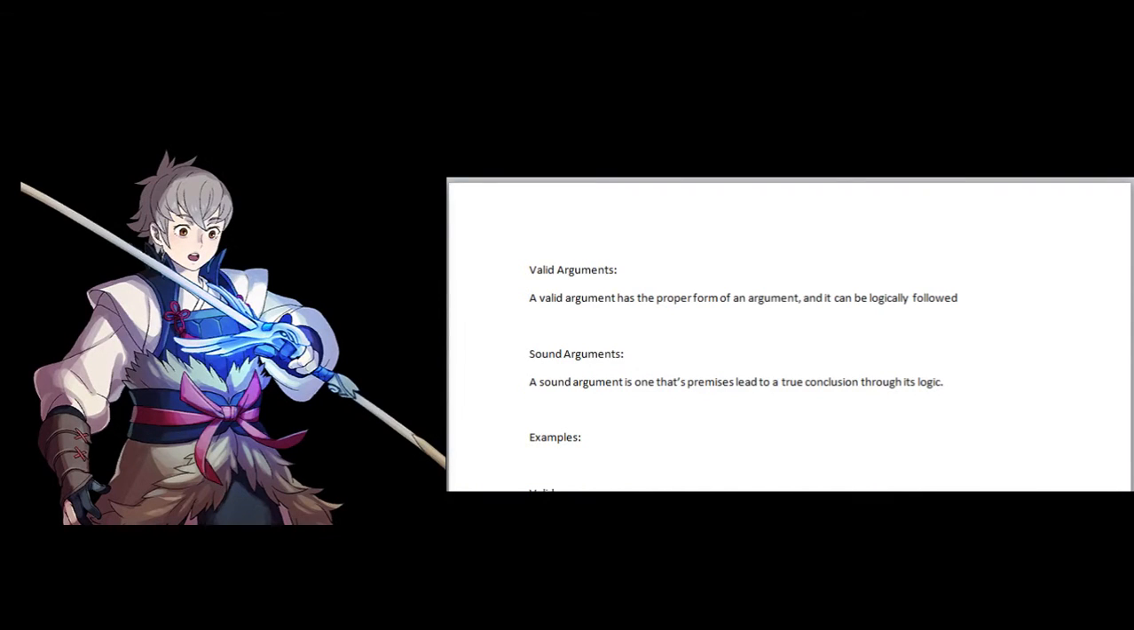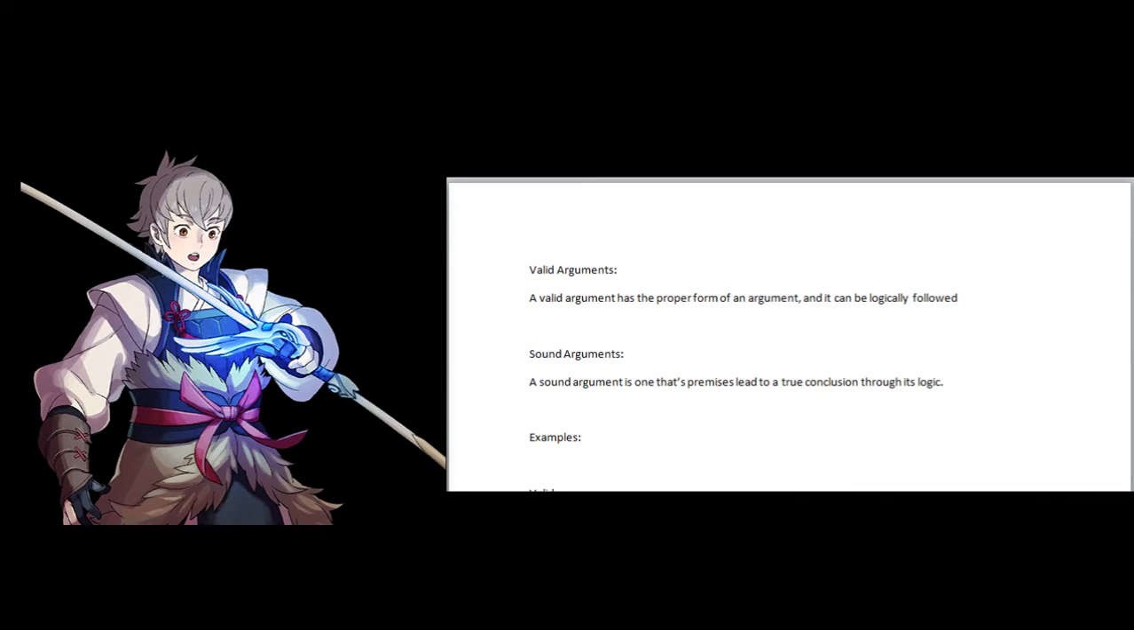Alright, today I will talk about the validity and soundness of arguments in order to instruct people on how to generate valid, sound arguments. A valid argument is an argument that has the proper form, one that can be logically followed to its conclusion. Something like: A is a part of B, B is a part of C, therefore A is a part of C. Something like that.